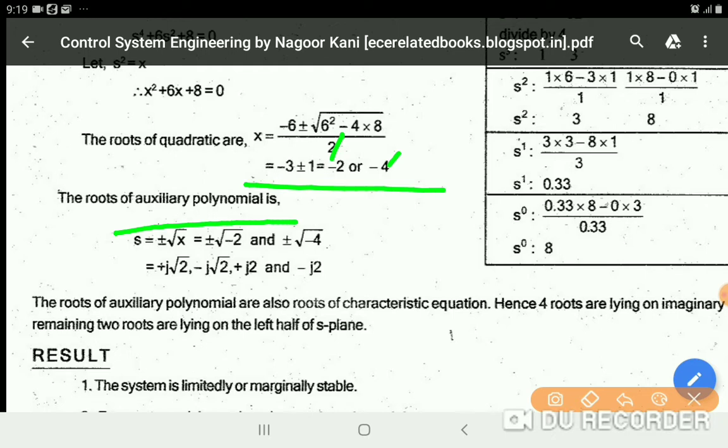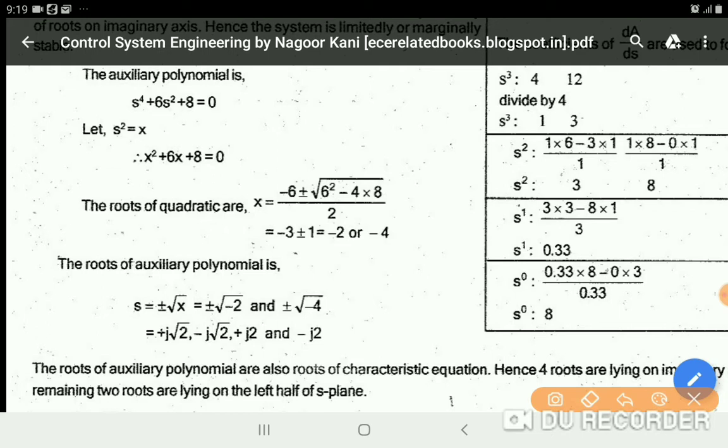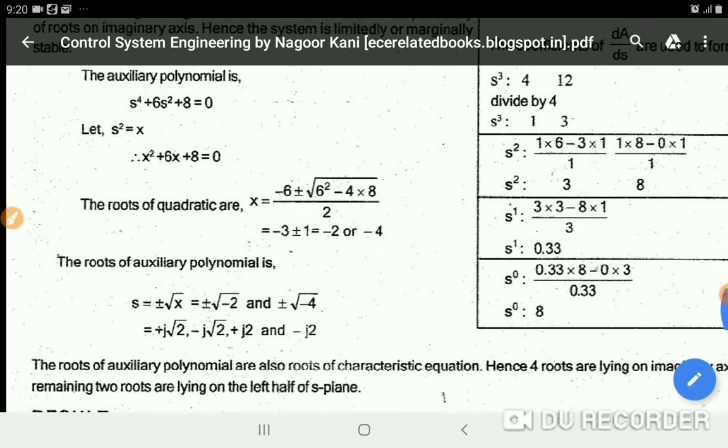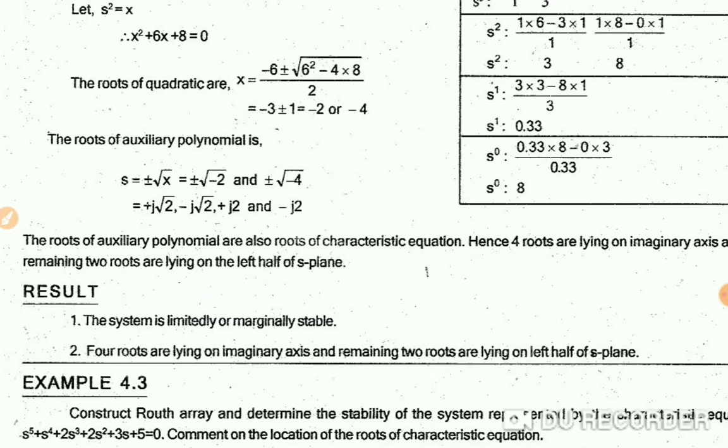What do we consider? We consider x is equal to s square. Simplify this equation to make it a quadratic equation format. Now s is plus or minus root of x. We already have two roots, minus 2 and minus 4. So it is plus or minus square root of minus 2 and plus or minus square root of minus 4. So the roots are plus j root 2, minus j root 2, plus j2, minus j2.